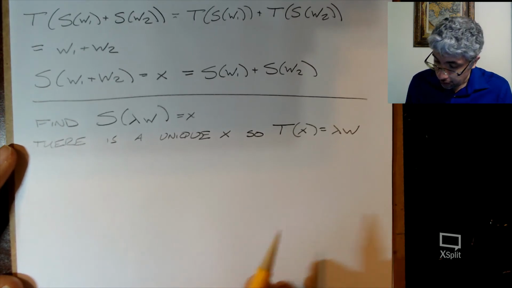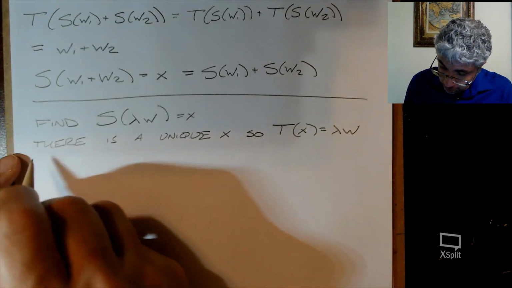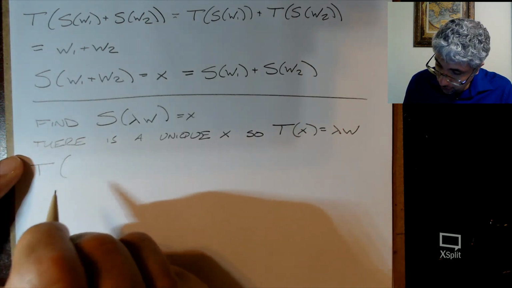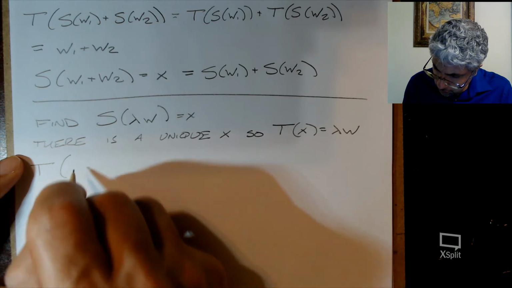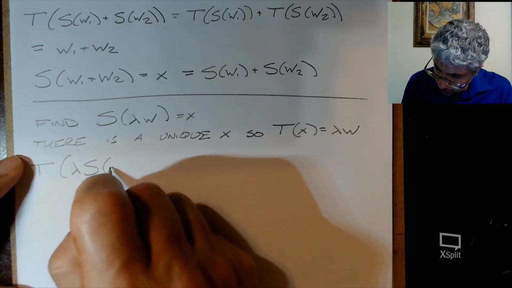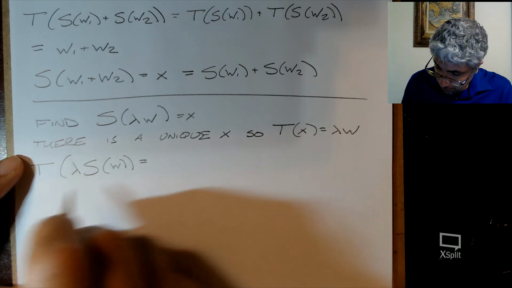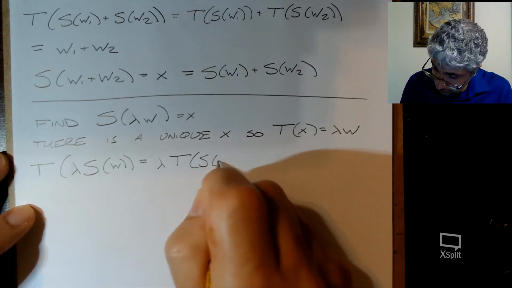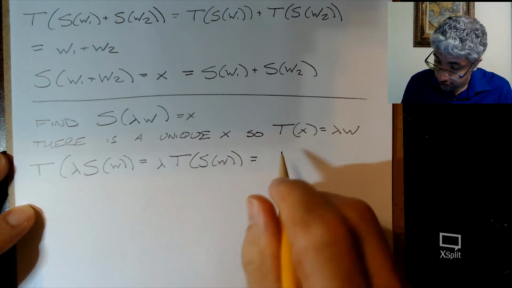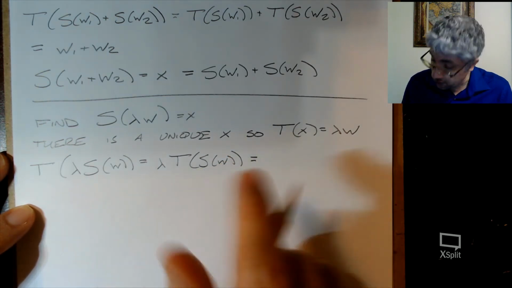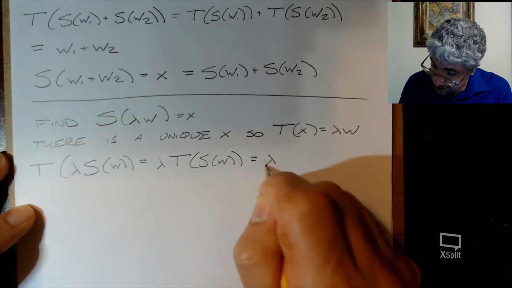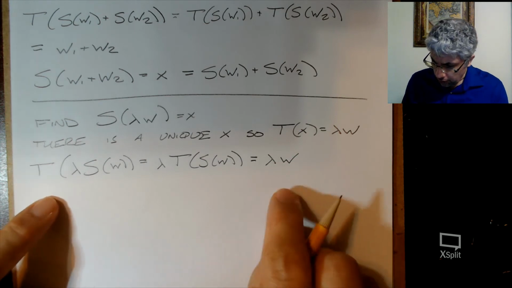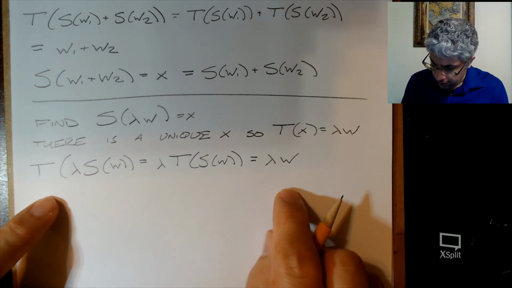But what else do I know? Well, I know that T of lambda S of W, because T is linear, is lambda T of S of W, and because T and S cancel each other out, remember, we know they cancel each other out, we just don't know that S is linear, this ends up being lambda W. So, oh, look what we have here.